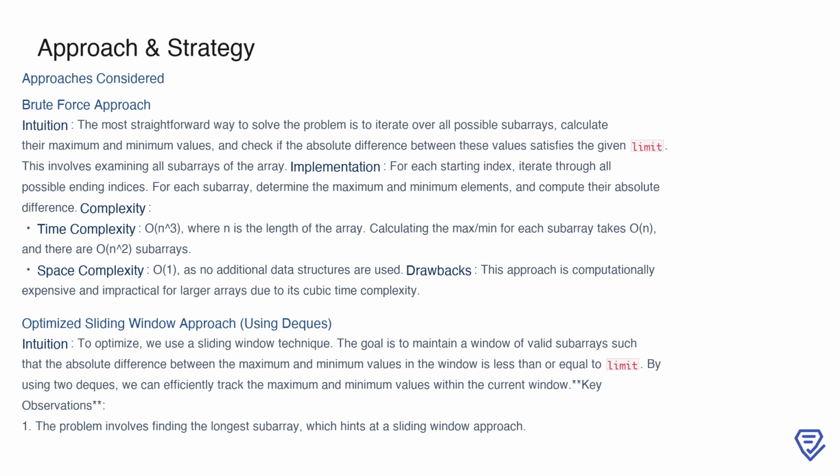With a time complexity of n cubed, where n is the length of the array, this method becomes impractical for large input sizes. The reason for this inefficiency is that calculating the max and min for each subarray itself requires n time, and with n squared subarrays to evaluate, the total computation quickly becomes unmanageable. Thus, this approach, while conceptually clear, is not suitable for larger arrays and requires optimization.